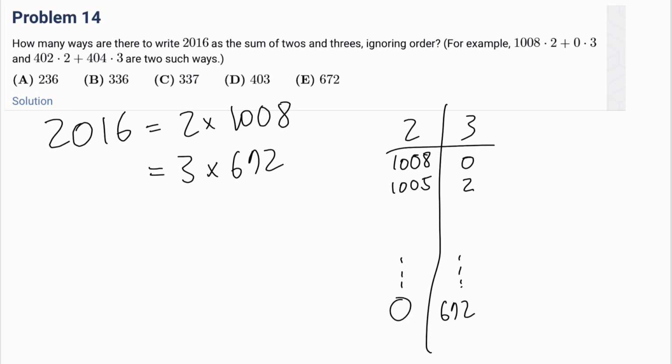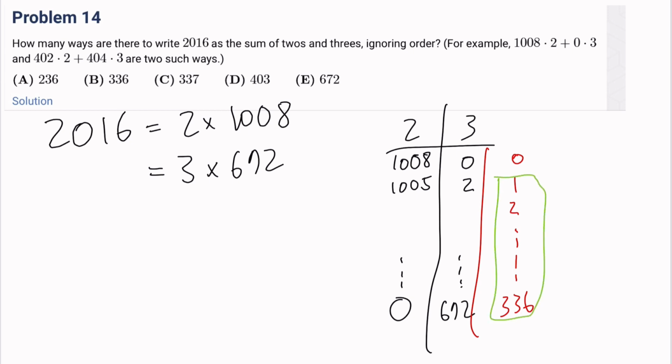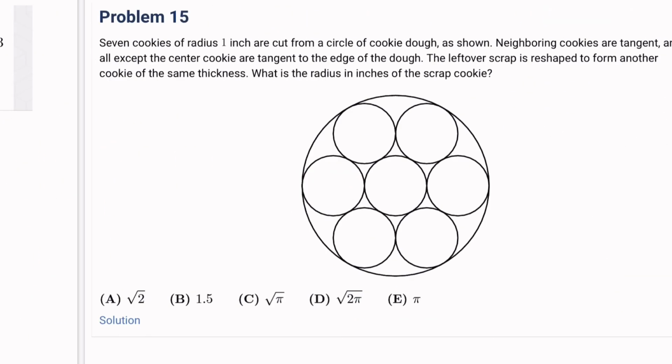And so how many ways are there to do this? If we count the number of terms in here, that would be our answer. So let's divide this by 2. This would be 0, 1, 2, all the way up to 336, right? And so including 0, that's 337 numbers. The answer is C. Number 15.